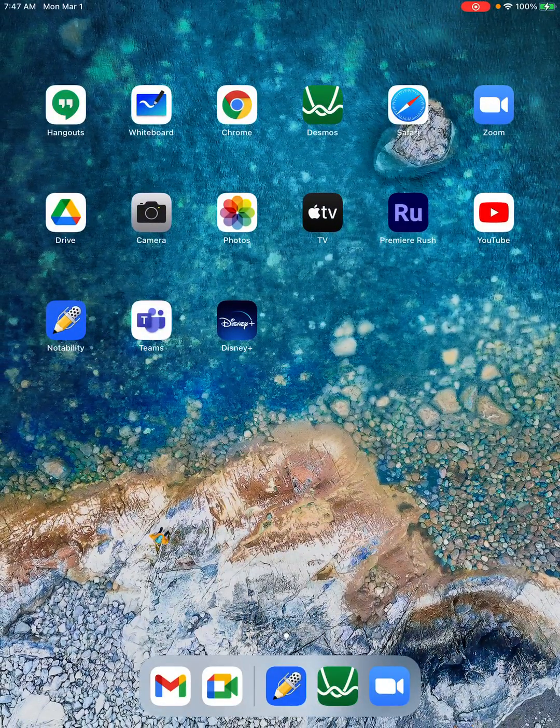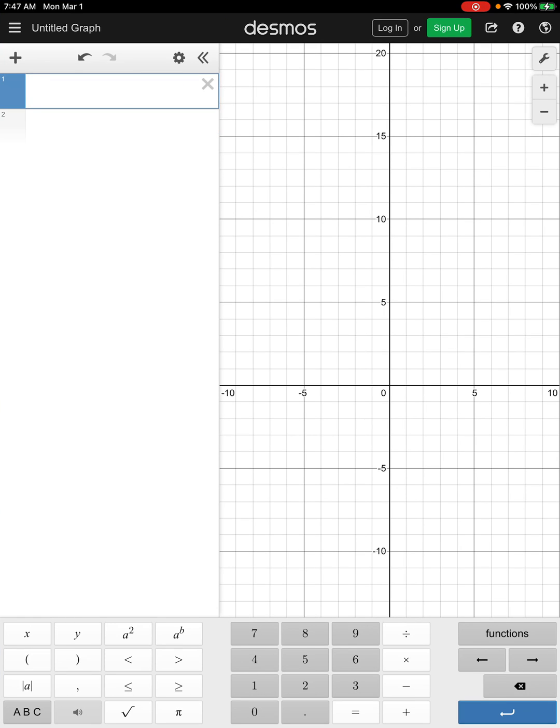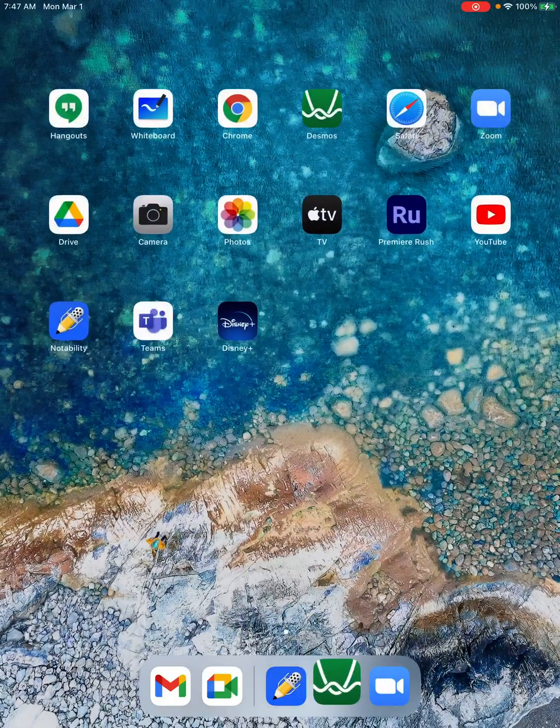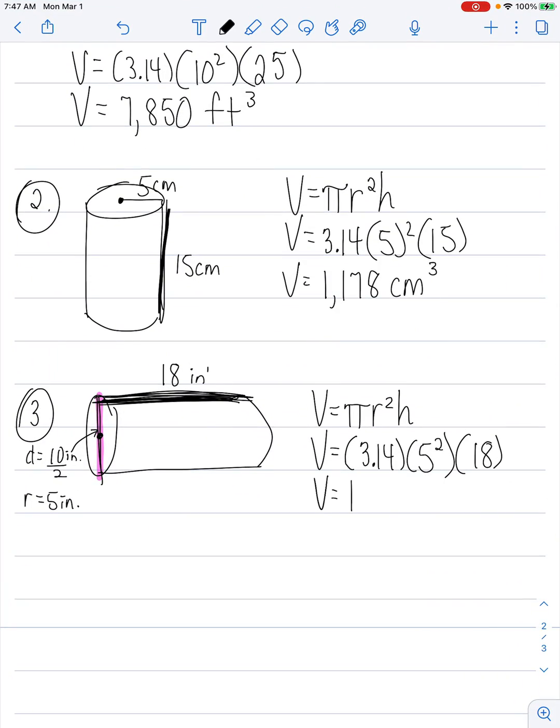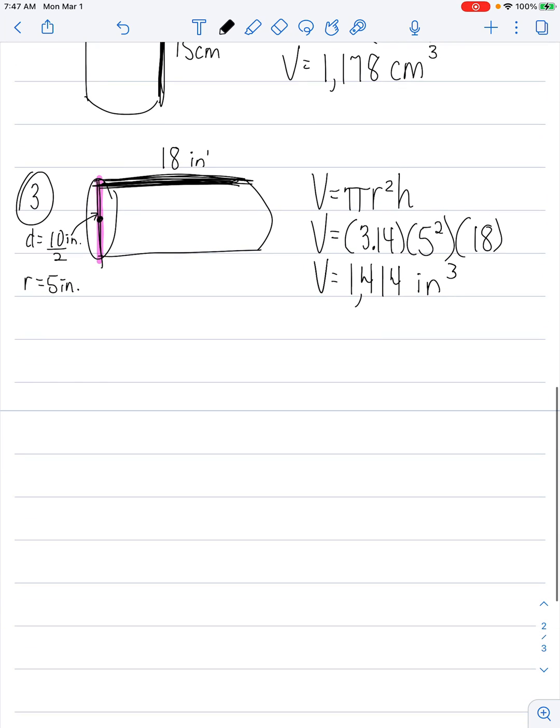So now I'm going to type that straight in my calculator. Remember, you can either use the pi symbol or 3.14. You'll get very close answers. So pi times my radius was 5 squared times my height, which was 18. And I get 1,414. There's a 7 after the 3, so I'm going to bump that up to 1,414. Volume equals 1,414, and my units were inches cubed. So this cylinder will hold 1,414 cubic inches.